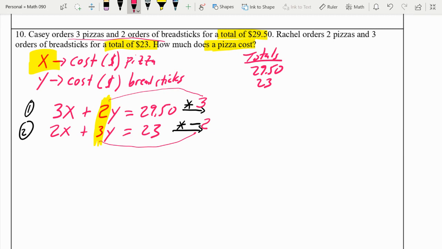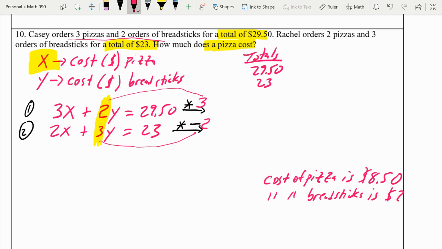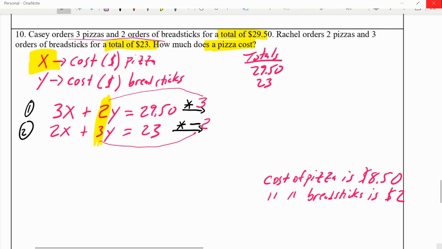All they wanted was just the cost of the pizza. The cost of the pizza is $8.50. But I'll do the breadsticks also. The little tick marks mean I'm copying the same thing from above. Cost of breadsticks is $2. Hopefully that helps, guys.